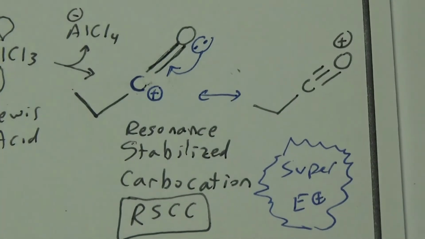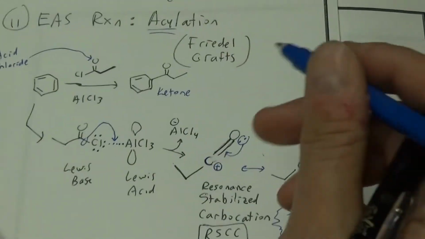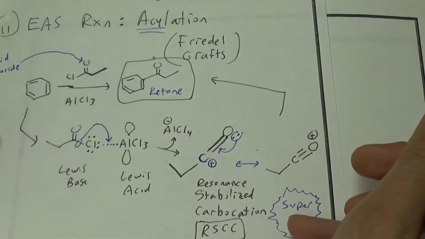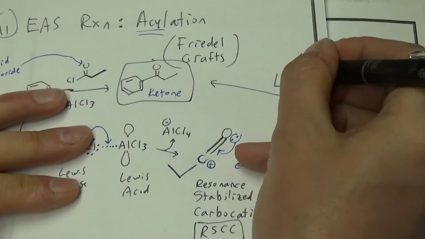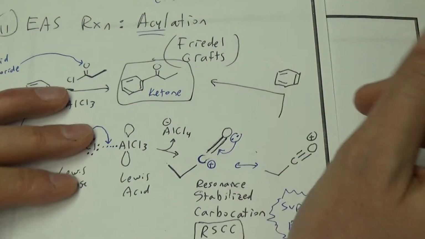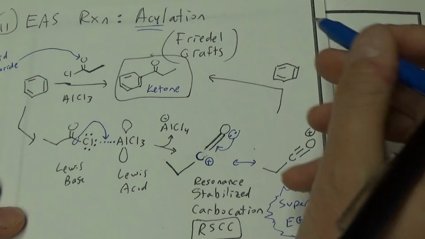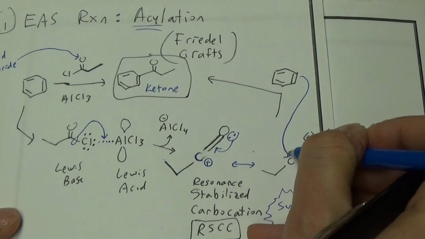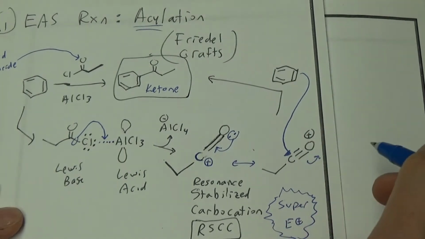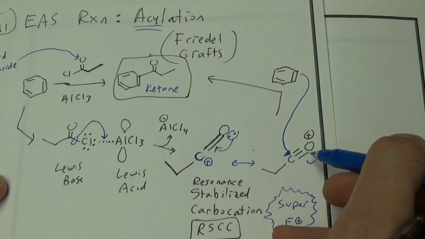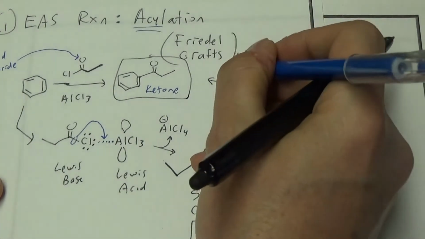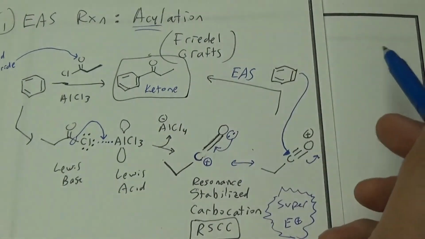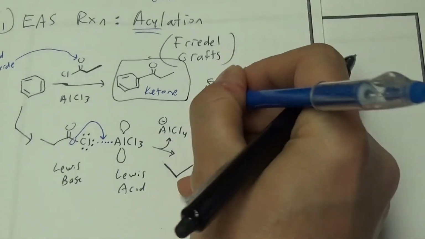So now the benzene just attacks, and that gives us our product. I'll just draw benzene over here. You can draw that out if you like. Basically what happens is the benzene attacks this carbon and kicks the electrons back onto the oxygen. This is EAS. That gives you the ketone. Of course there's a second step. What is the second step?